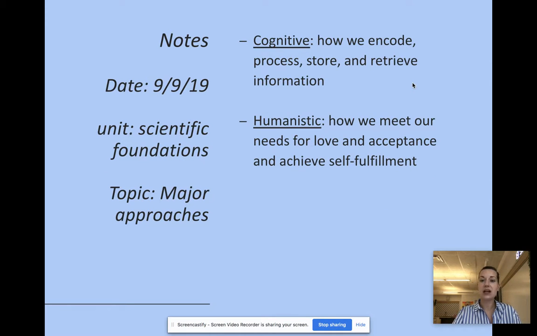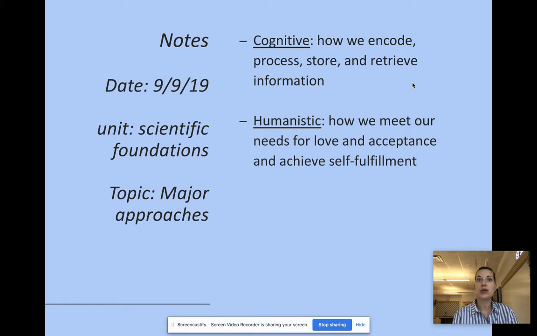So next, a cognitive psychologist is somebody who studies all of your mental processes. So problem solving, making memories, remembering stuff, logic, spatial awareness, basically anything to do with information and how we process it and then how we get it back. Our next one is a humanistic approach.